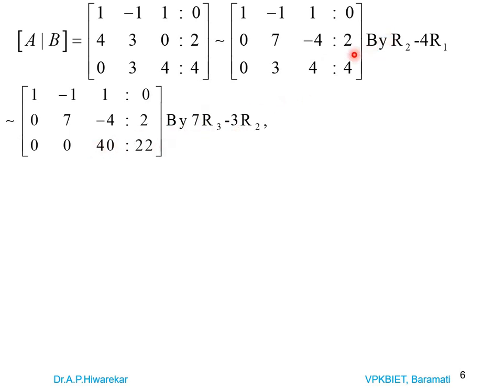Then if you perform that operation for this element, 7R3 means it is 28 minus 3R2, which means 3 into 2 minus 6. 28 minus 6 gives 22. Now we can easily observe that below all diagonal entries, every element is 0. So this form is the echelon form of the matrix. And the rank of a matrix is the number of non-zero rows in the echelon form.